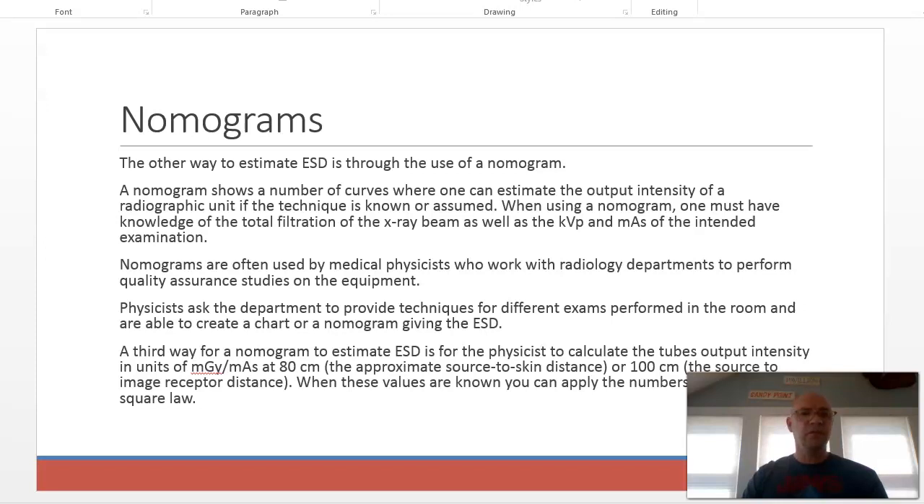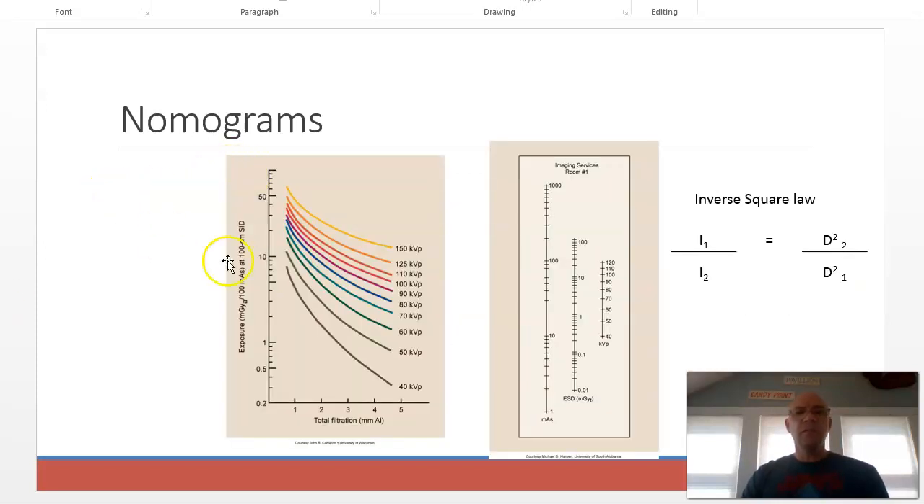All right, so let me skip to the nomograms. A nomogram is just a chart or a little graphical representation of some things, and it will help us determine what the exposure will be. They're very, very easy to use. There are different kinds of nomograms. I'm showing you two different ones here, and I'll show you how these work.